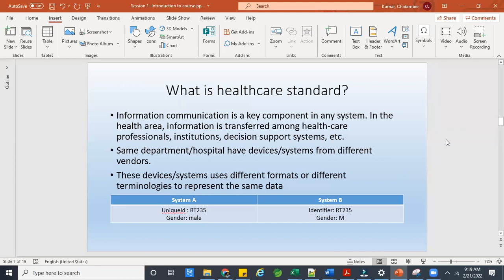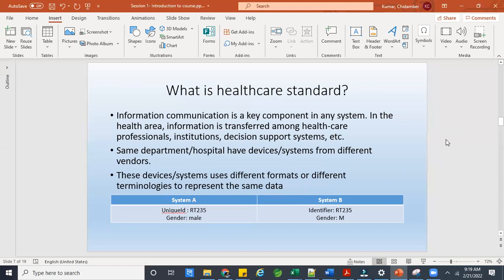Now, the problem in the current scenario is that these different departments or hospitals have different devices or different systems from different vendors. For example, it is highly unlikely for a particular hospital to have only devices from Philips or just from Siemens. In a particular department, you will see devices from GE, from Siemens, from Philips, and these different vendors use different formats or different terminologies to represent the same data.